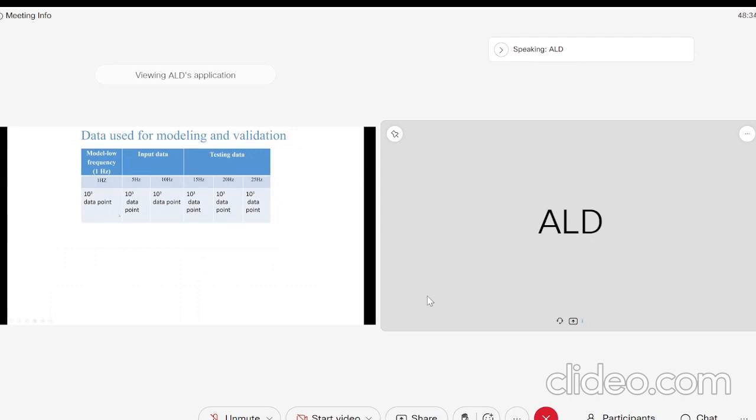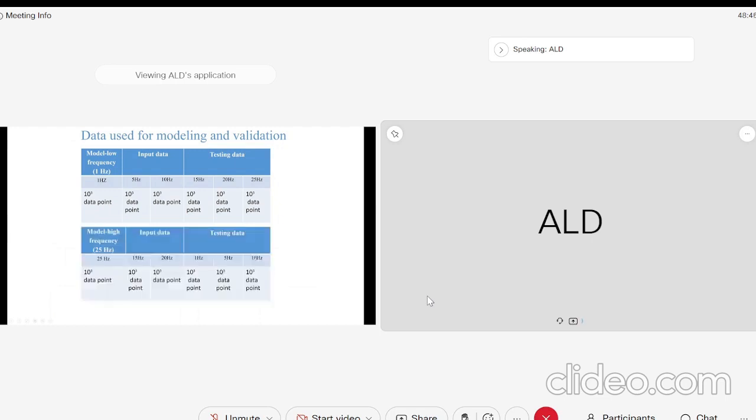We take 10,000 data points as input data at 5 hertz and 10 hertz for the 1 hertz model, and for testing purposes we test with 15 hertz, 20 hertz and 25 hertz data. For the high frequency model, we take 25 hertz frequency data as the model data. Then the input data is 15 and 20 hertz, and the testing data is 1 hertz, 5 hertz and 10 hertz.